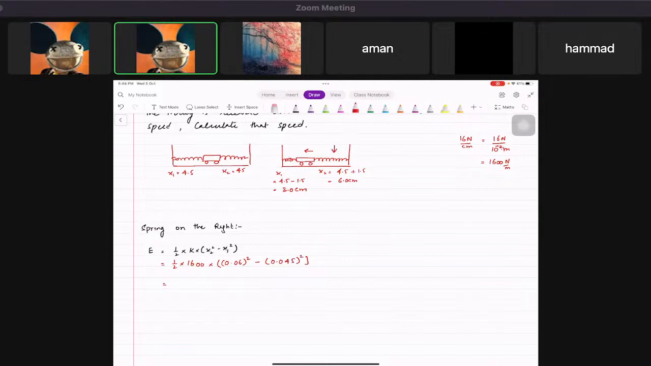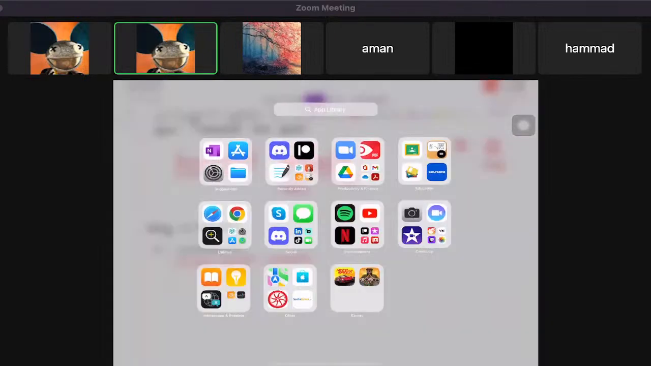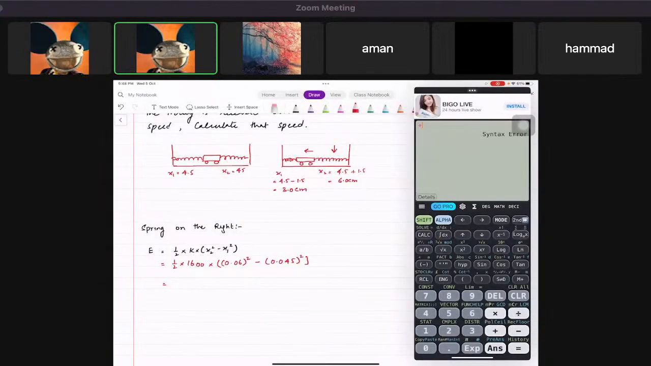So then, let's take out the calculator and find this out. 0.5 times 1600 times 0.06 square minus 0.045 square, and that's basically 1.26 joules.